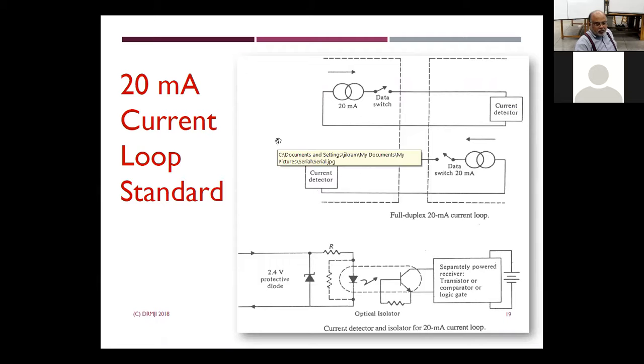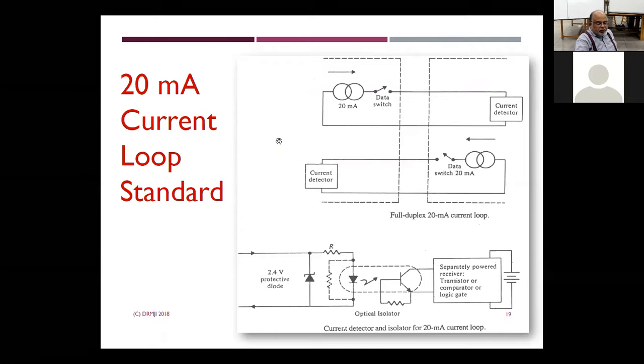Anybody? What do you get? 20 milliampere multiplied by 250 ohm. So 5 volts? 5 volts. Very good. So when this switch is on, the receiver side gets 5 volt. When switch is off, the receiver side gets 0 volt.